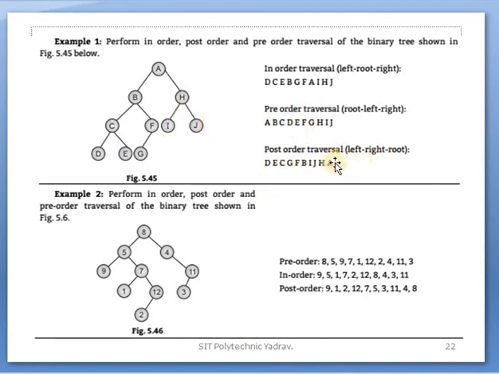In a post-order, left right root: D E C. After that G, right is none, so F B, then go to that I J H and A, this line. In the same way, pre-order means root left right, root, okay.